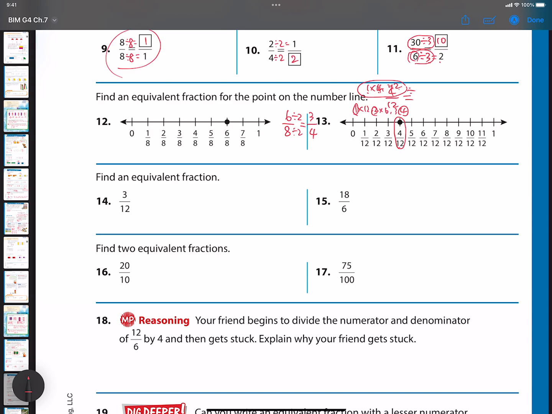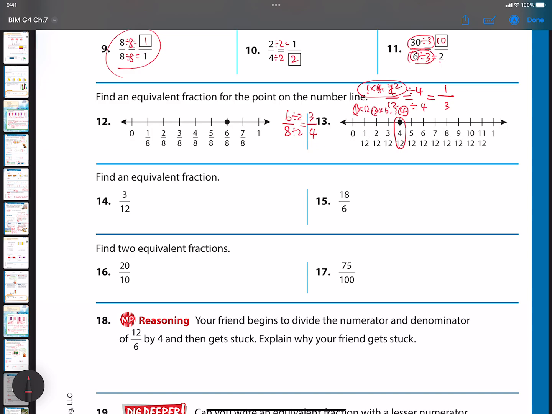So I'm going to go for 4 since that's easier. 4 divided by 4 is what? 1. And 12 divided by 4 is 3. So that means what? 4 over 12 is equivalent to 1 over 3.